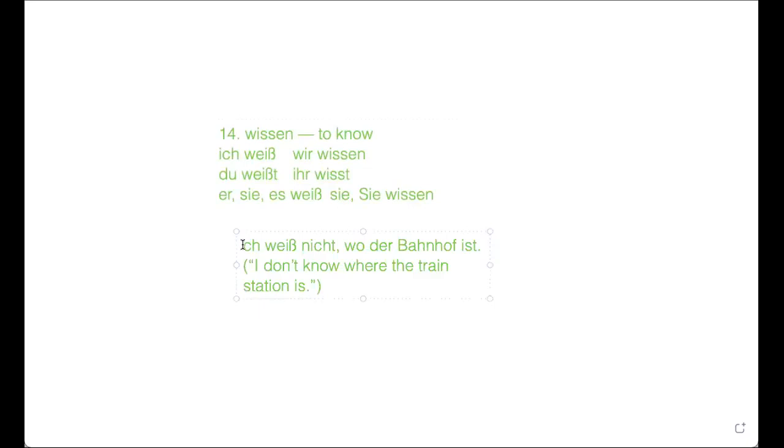If I say, I do not know, ich weiß nicht. Nicht is not. Ich weiß nicht, wo is where. Ich weiß nicht, wo der Bahnhof ist. Bahnhof is the train station. Where is the train station? Ich weiß nicht, I do not know. Is it clear?